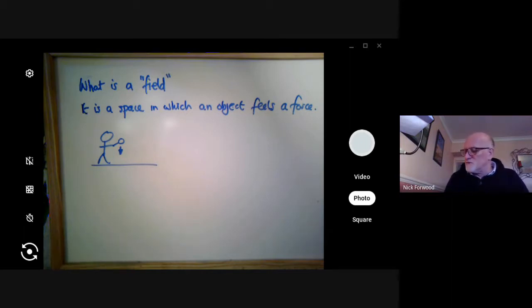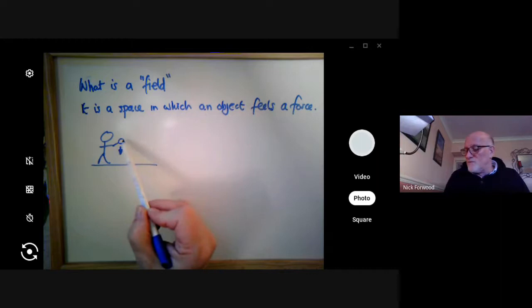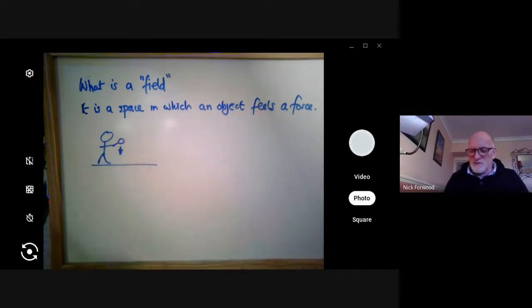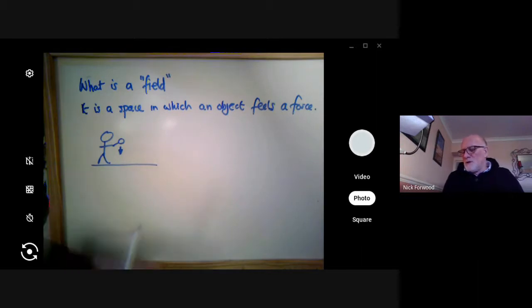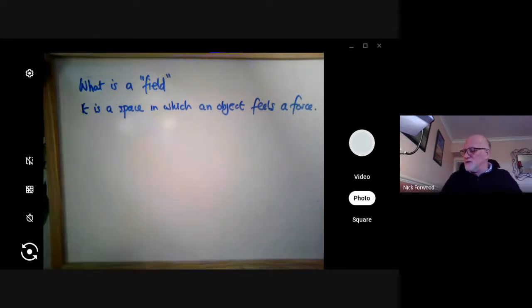A gravitational field exists around this person and the object, and when they let go of the object, it feels a force and it drops to the ground because it's feeling a gravity force. But we want to look at electric fields and magnetic fields. I'll keep coming back to this idea about gravity forces. So you can't see a field, you can only see the effects of a field.